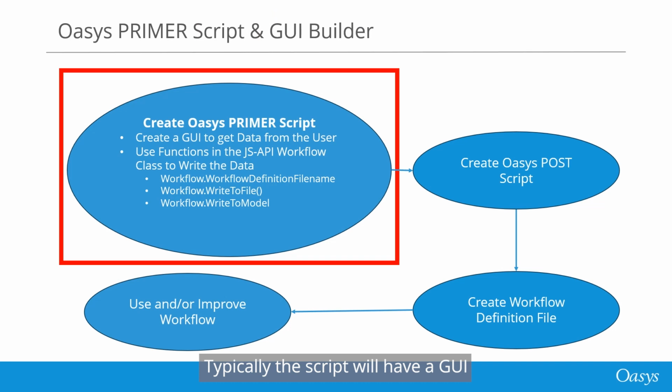Typically, the script will have a GUI for the user to select the required data from the models or model in Primer. The first step is to create the GUI. I advise you to use a GUI builder to help you build your GUI. This can be found by clicking on JavaScript in the Tools menu and then GUI Builder. From here, you can begin to create your GUI by adding widgets and so on.